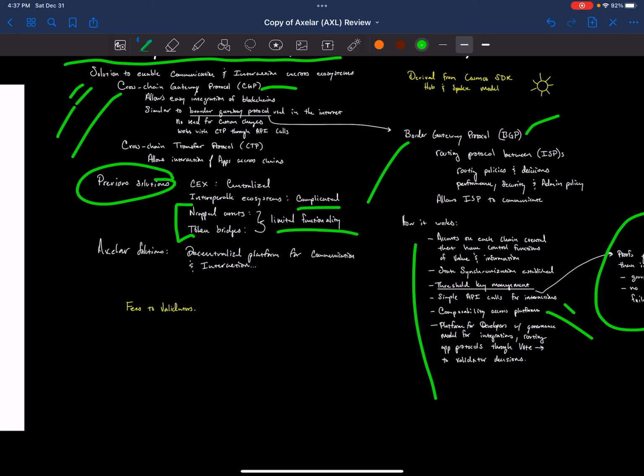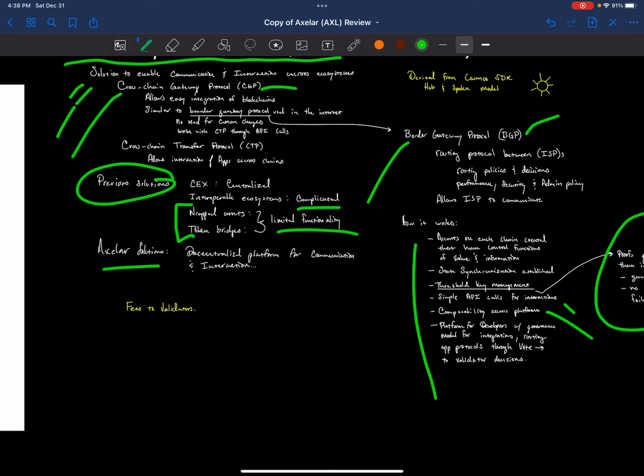So these are the things that make Axelar better than what currently exists. They're better than centralized exchanges because they're not centralized, and hopefully they'll offer those services. They're better than interoperable ecosystems because those are complicated. This aims to be simple. And it's better than wrapped assets and token bridges because those are limited in what they're capable of in scope.